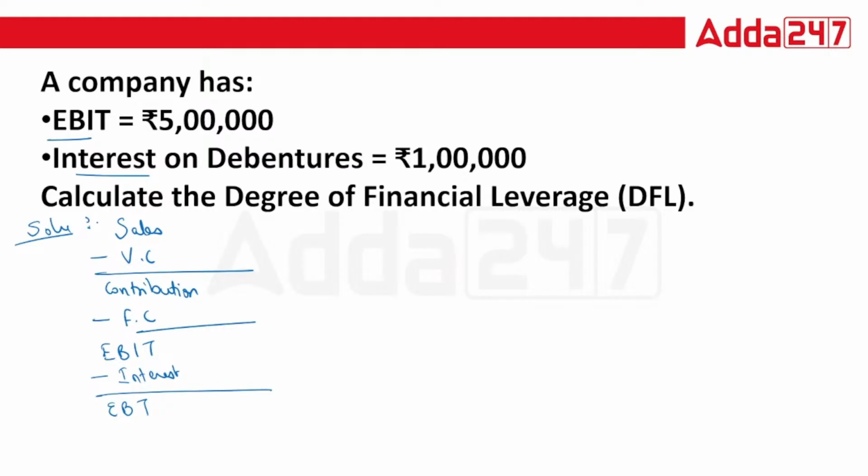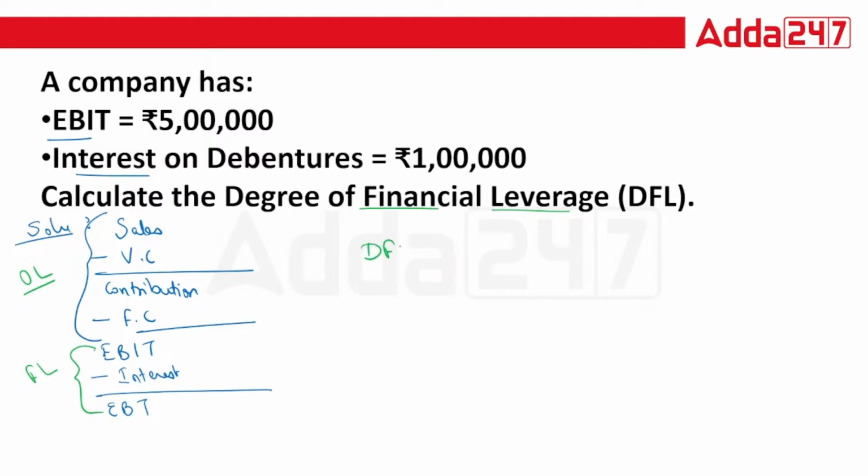So remember, from sales to EBIT we calculate your operating leverage, OL. From this EBIT to EBT, we calculate financial leverage. Now, what is financial leverage? Financial leverage talks about how, without getting extra funds from the shareholders, you are not getting the funds from the owners, you are borrowing. So what is the maximum amount you are borrowing and what is the maximum use you are making from that borrowing? That is what your degree of financial leverage talks about.